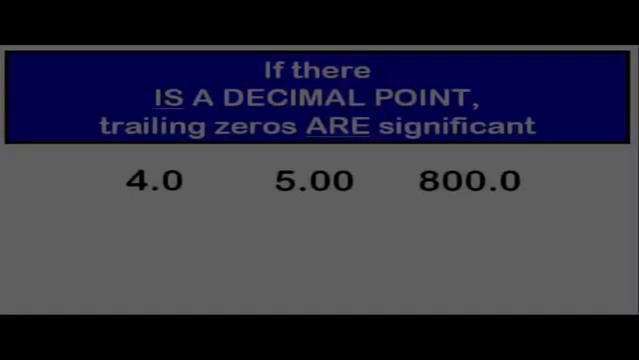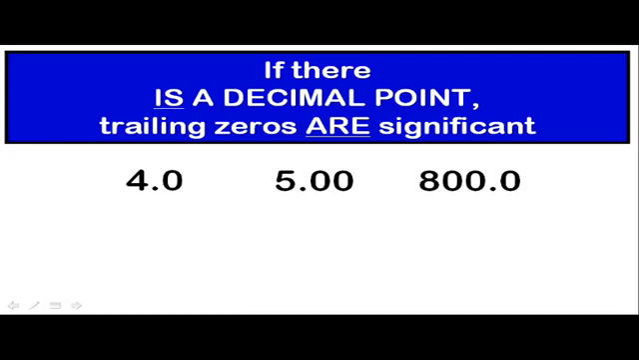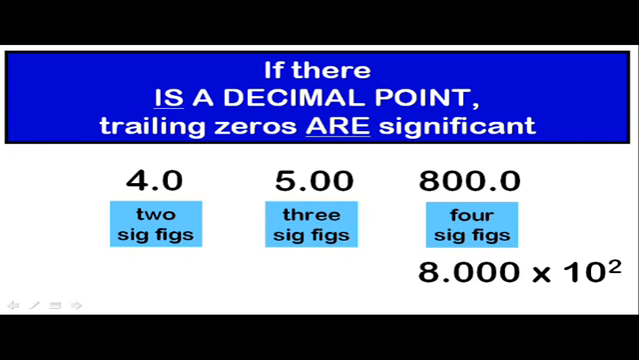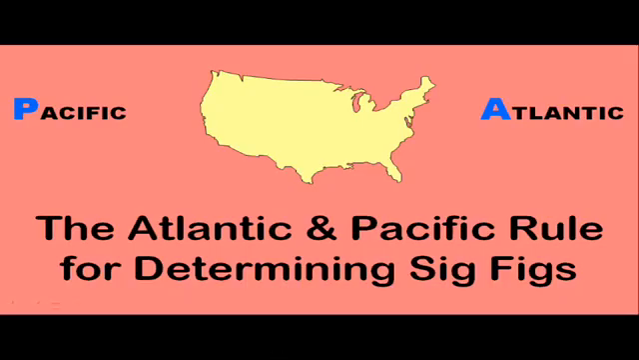Now let's take a look at what happens when there is a decimal point. Now the trailing zeros are considered to be significant. 4.0 has 2 sig figs, 5.00 has 3 sig figs, and 800.0 has 4 sig figs. If we were to write 800.0 in scientific notation, it would have to contain 4 sig figs. So therefore, the number would be written as 8.000 times 10 to the second power.